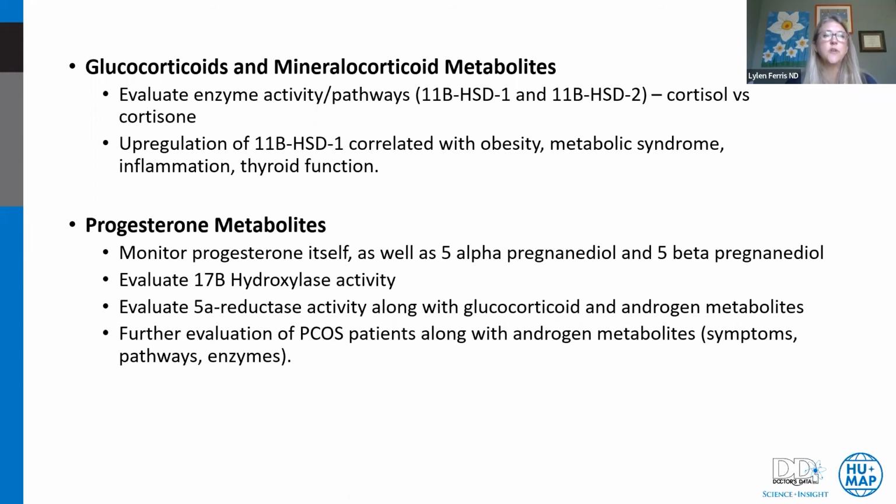And in the progesterone section, we are able to monitor progesterone itself, as well as the 5-alpha pregnanediol and 5-beta pregnanediol, which are sort of the surrogate markers for progesterone, because progesterone is such a fatty hormone. It's very difficult to find in the urine, although our sensitive testing does allow for that. We can do things like evaluate 17-beta hydroxylase activity. We can also look at 5-alpha reductase activity in this neighborhood. And again, further workup for patients like PCOS patients or young patients who seem to be not ovulating, because we can monitor progesterone and its metabolites in this neighborhood.